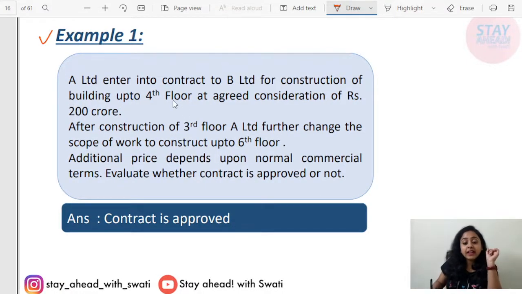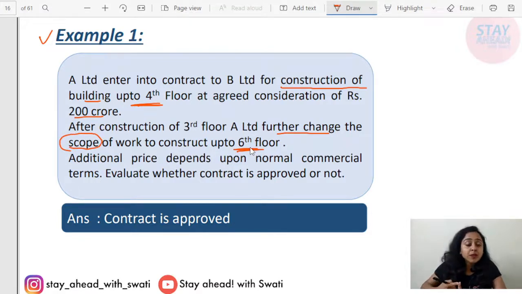A Limited enters into a contract with B Limited for construction of a building up to 4 floors. There is a contract of building 4 floors at an agreed consideration of rupees 200 crore. After the completion of the 3rd floor, still 1 floor is remaining to be constructed. In between the contract, after the end of the 3rd floor, A Limited further changes the scope of the work to construct up to the 6th floor.